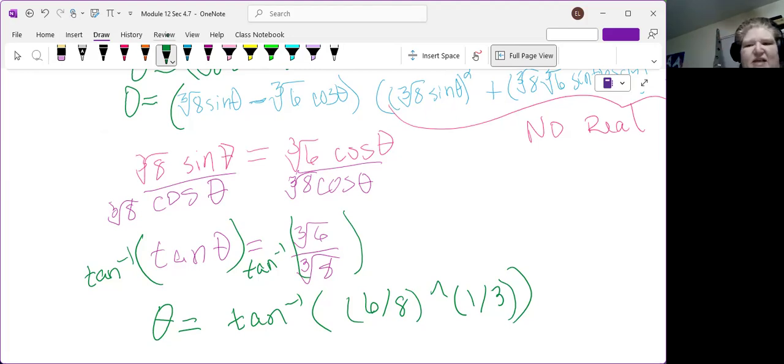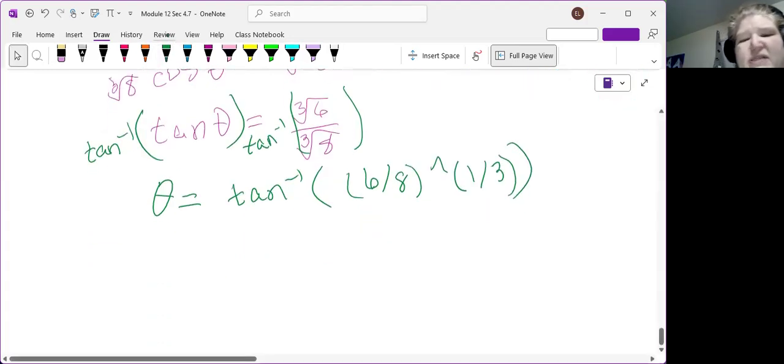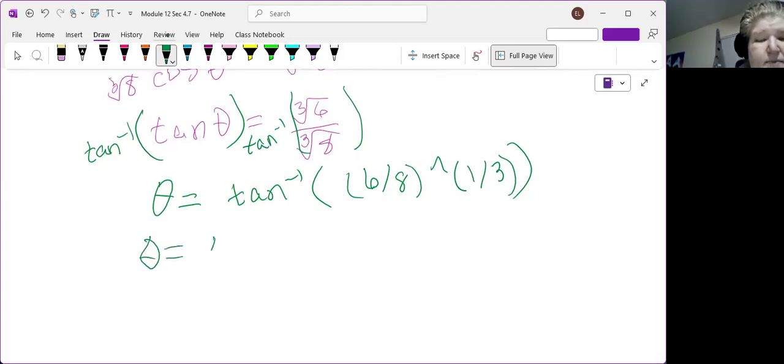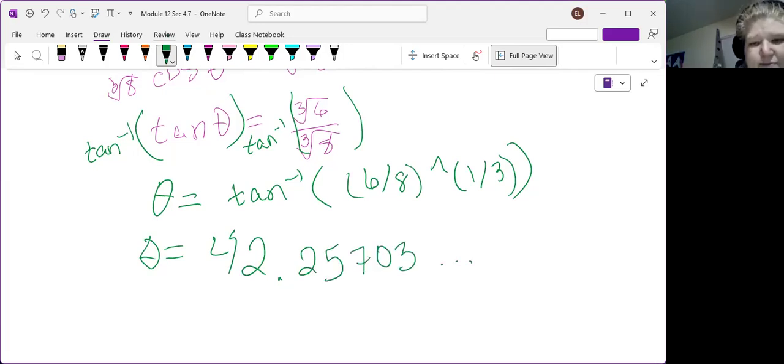So theta itself, we don't actually care what the answer is. So we don't really care if it's in degrees or radians, as long as we stay in the same mode for the whole problem. So my calculator defaults to degrees, so I'm just going to go with the degrees answer. So theta is 42.25703 blah, blah, blah degrees. Cool. That's a number.